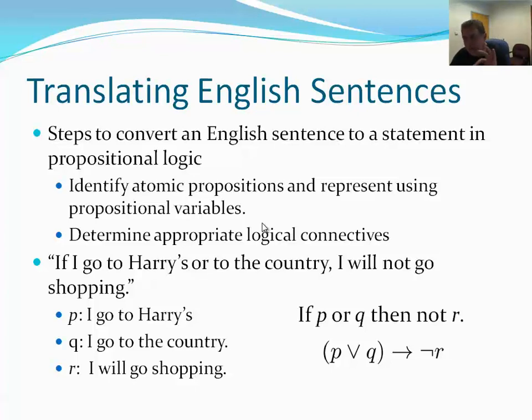Now, if I assign a variable to this proposition, let's say P, then we call P a propositional variable. So we identify these sentences within an English statement, and we assign them a variable. Identify atomic propositions and represent them using propositional variables. Then determine appropriate logical connectives, meaning ANDs and ORs. Here's an example. If I go to Harry's or to the country, I will not go shopping. All right? Here, we look at them.